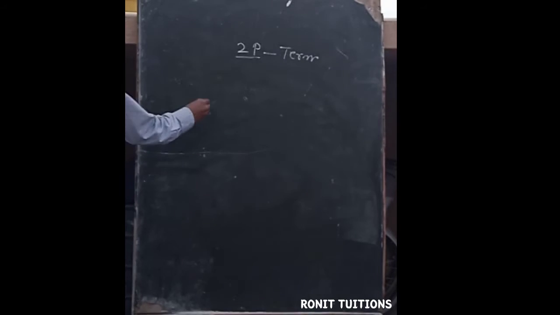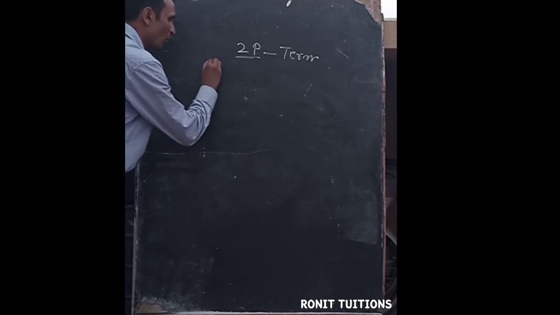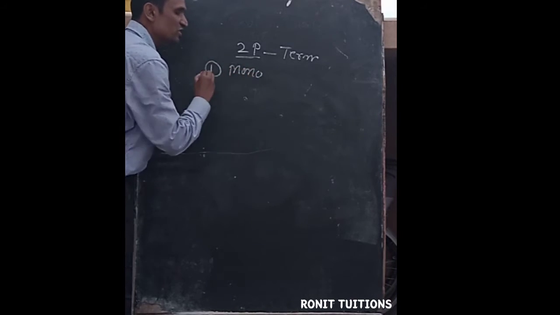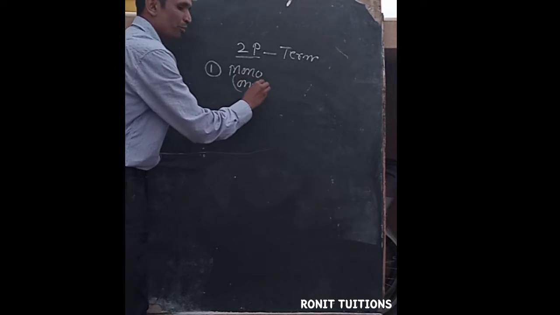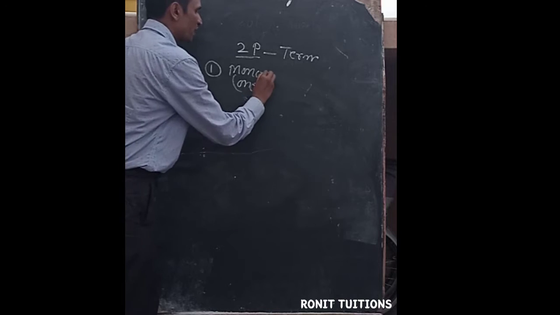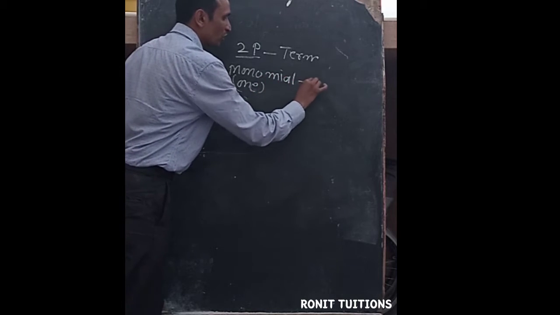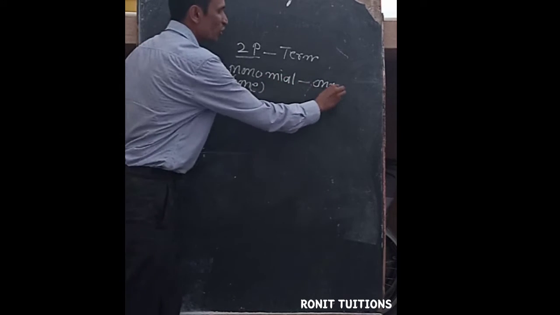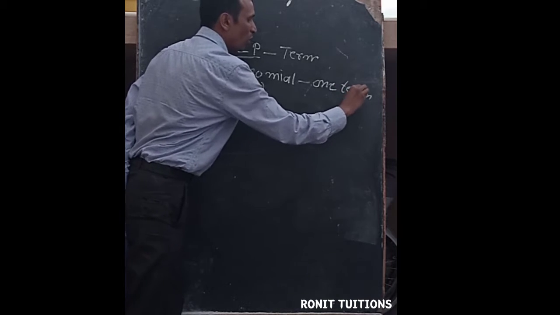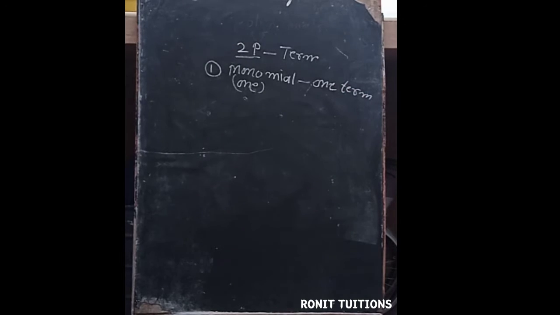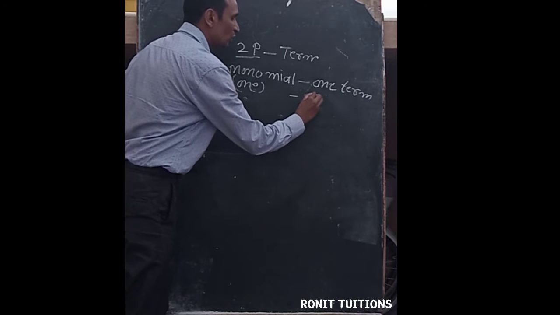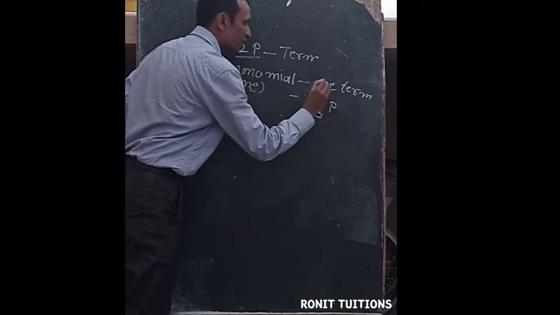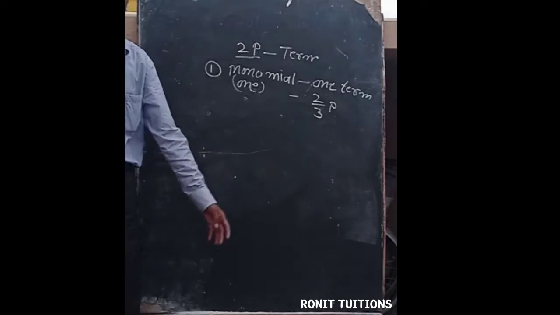One is called the monomial. Mono means one. Nomial means term. One term is known as monomial. For example, I write 2 by 3 p. This is a monomial.